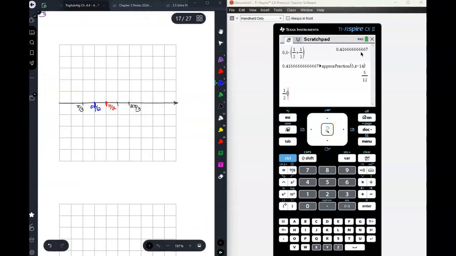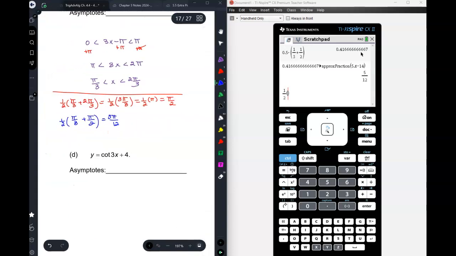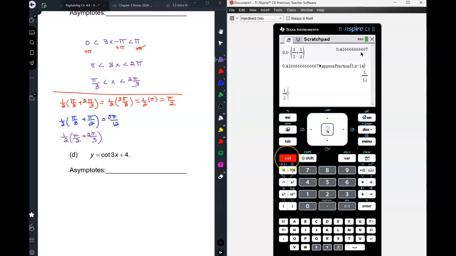So why don't we do control divide 1/2 times in parentheses. Oh yeah, so this one is going to be half of pi over 2 and 2 pi over 3. Right? So half of pi over 2 plus 2 pi over 3. So half of 1/2 plus 2/3. Oh my gosh.